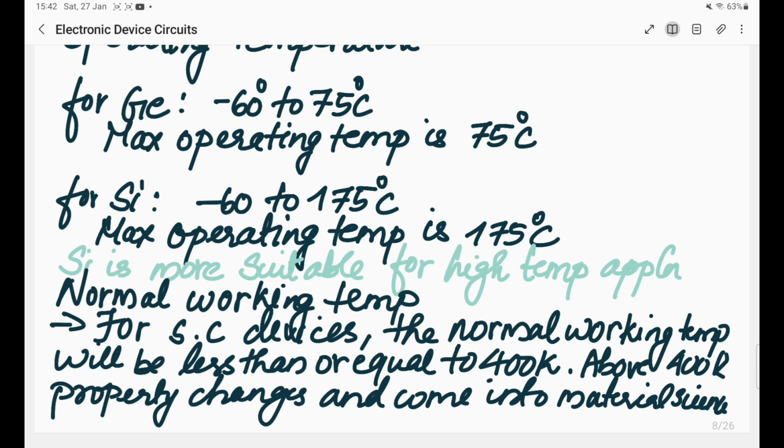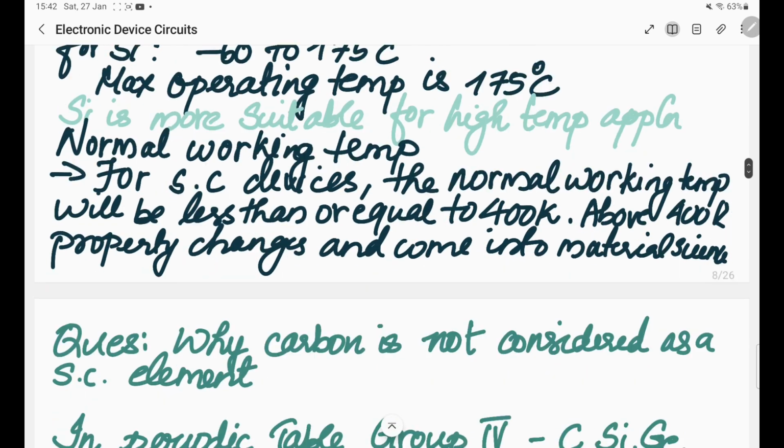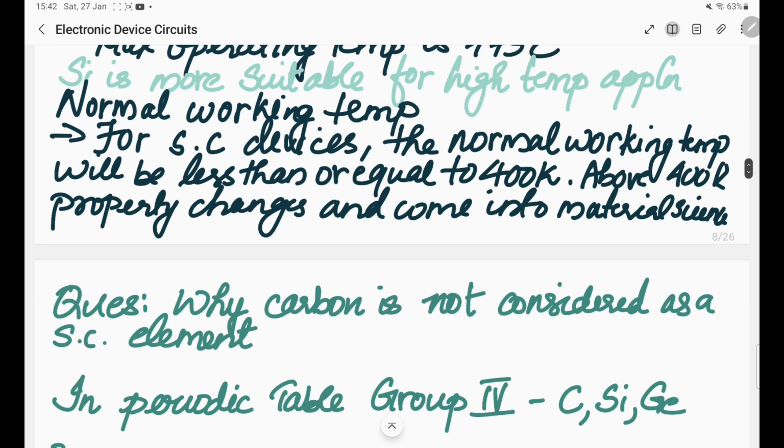Normal working temperature: for semiconductor devices, the normal working temperature will be less than or equal to 400 Kelvin. So above 400 Kelvin, what happens? The property changes and it comes into material science. That's why whenever we deal with semiconductors, the normal working temperature will be less than or equal to 400 Kelvin.